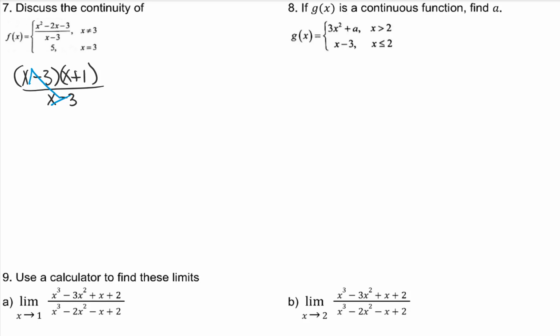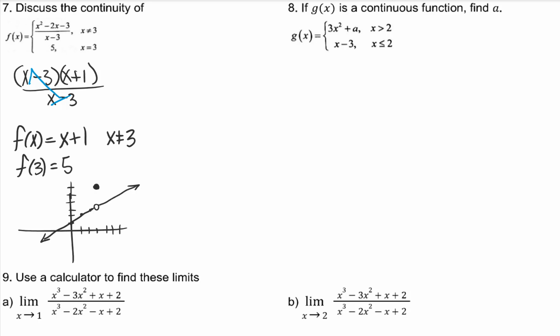This means that this entire function is just a line, but not at x equals 3, because at x equals 3, the y value is 5. Graphically, this is what we have. So to discuss the continuity, x equals 3 is a hole, a removable discontinuity.